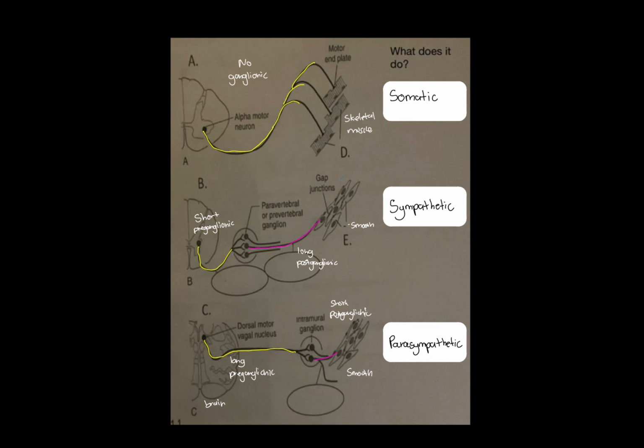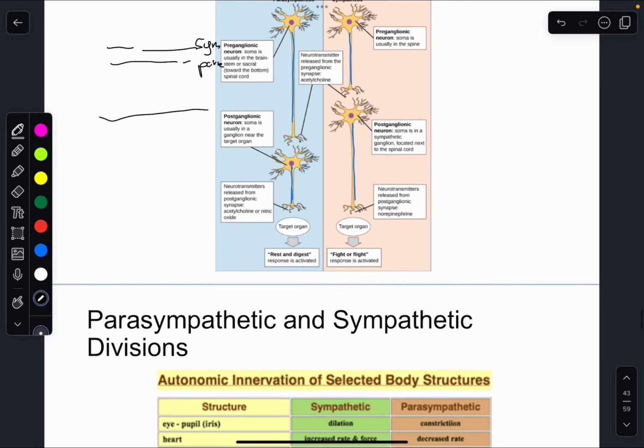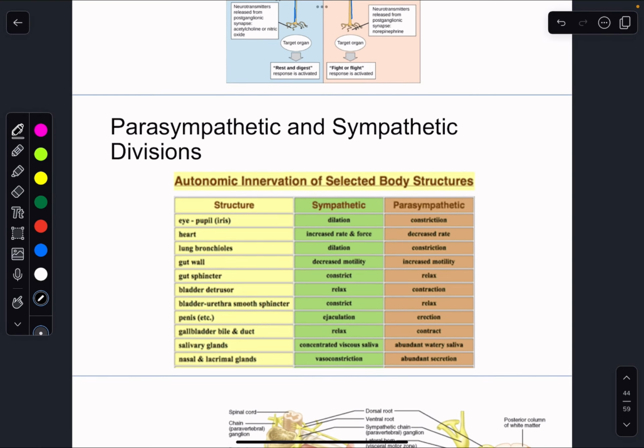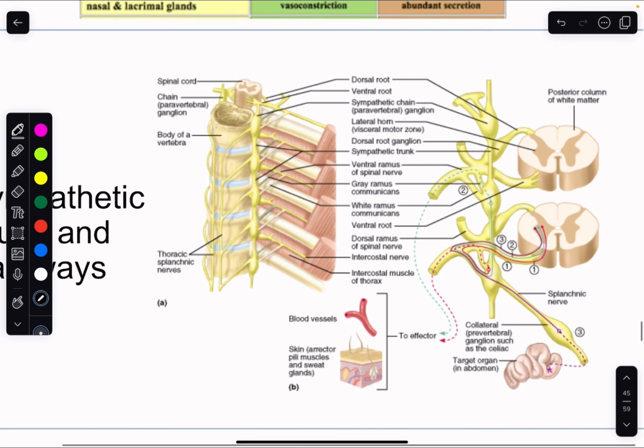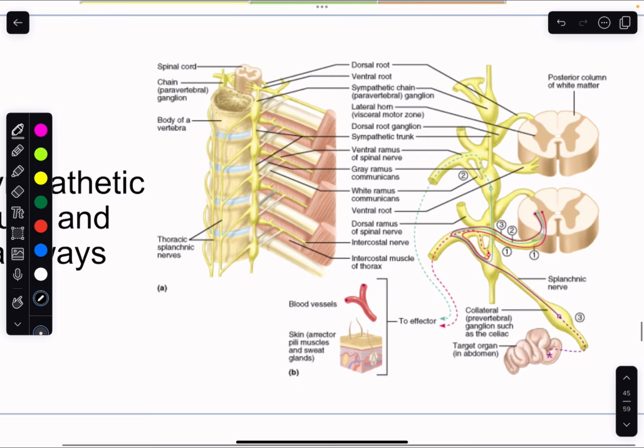All right. If you're still lost, this is what I'm referring to. As you can see, the no ganglion is the somatic, the short preganglion is sympathetic, and then the long preganglion is parasympathetic. So if you're still confused, that's what I'm referring to. All right. Parasympathetic and sympathetic division. Now I kind of went already over this with this slide here. Let's just skip it.